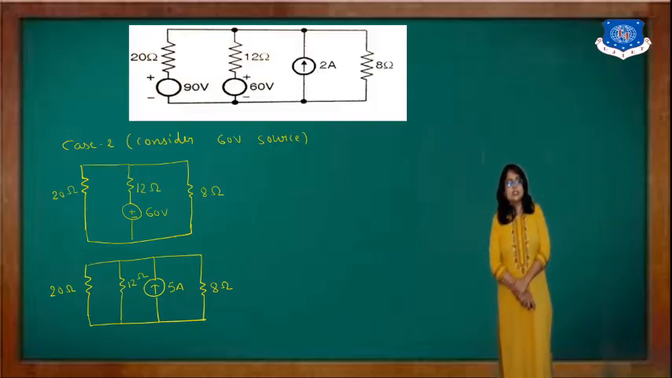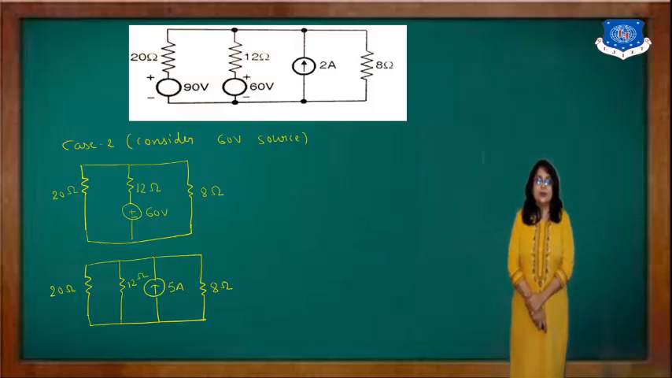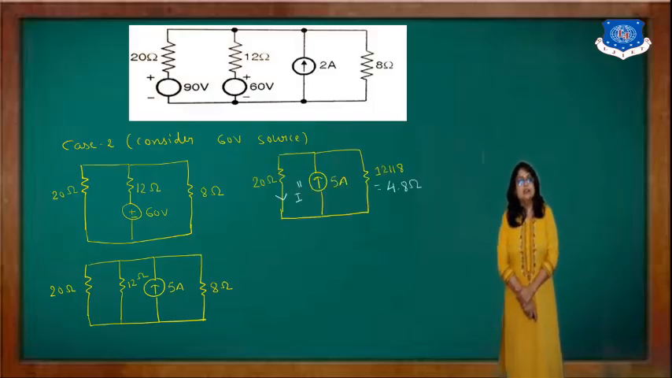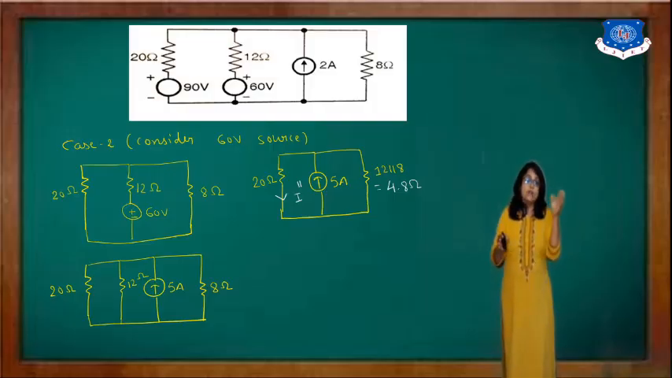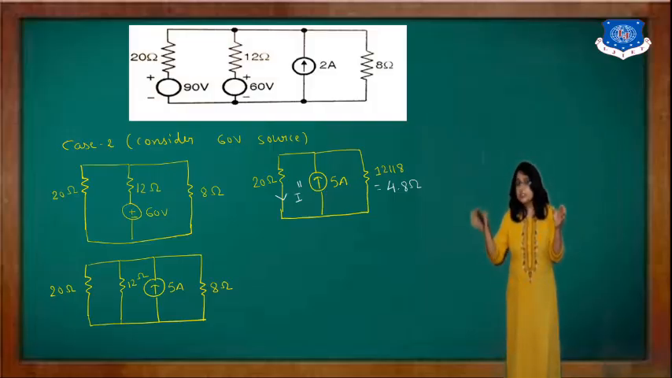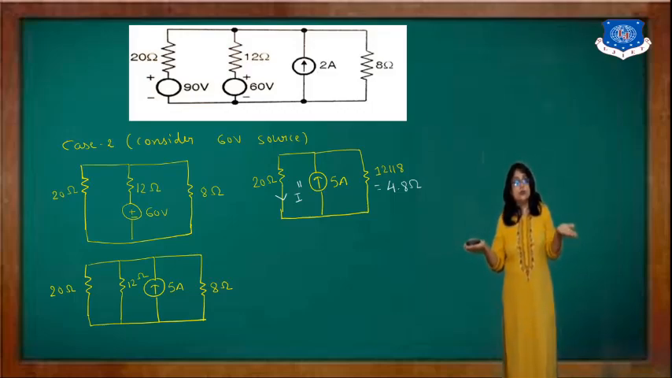Now you can consider this 12 ohm and 8 ohm as being in parallel like this. So what is this? This is 4.8 ohm. Now this 5 ampere source is divided between two resistors. One resistor value is 20 ohm and the other value is 4.8 ohm. So what can you do?